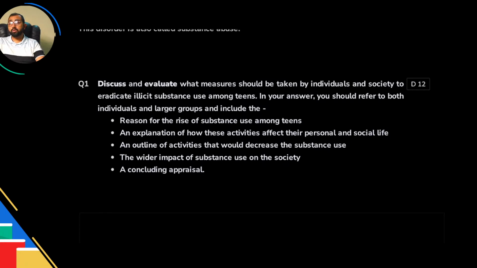And then a concluding appraisal: how we can address it, why this rises, what to do to stop it, and why we should care about these people, because they are part of our society, right?